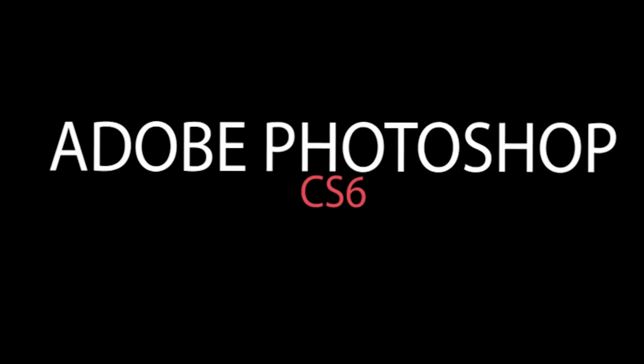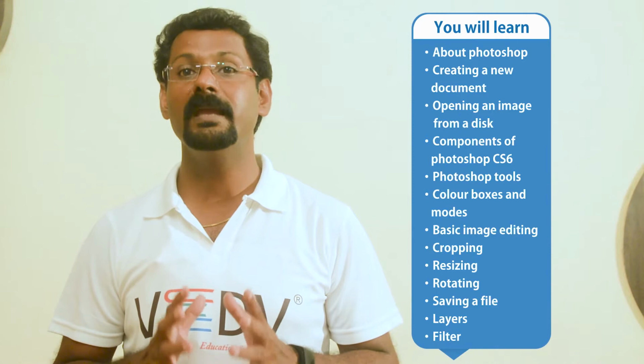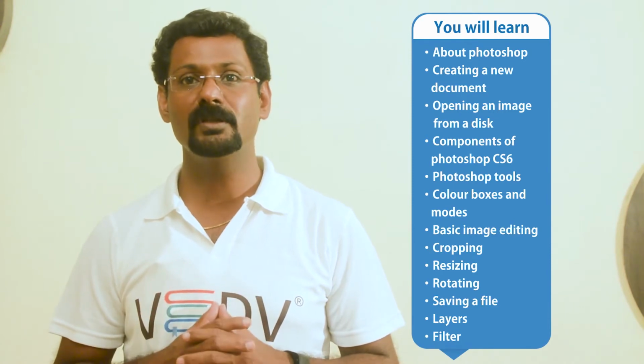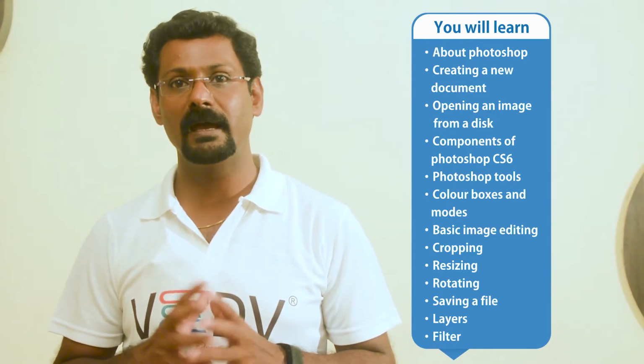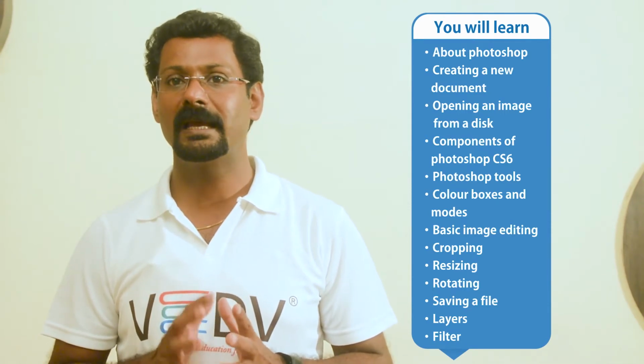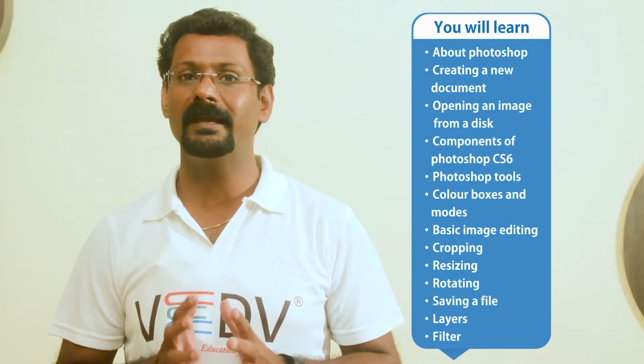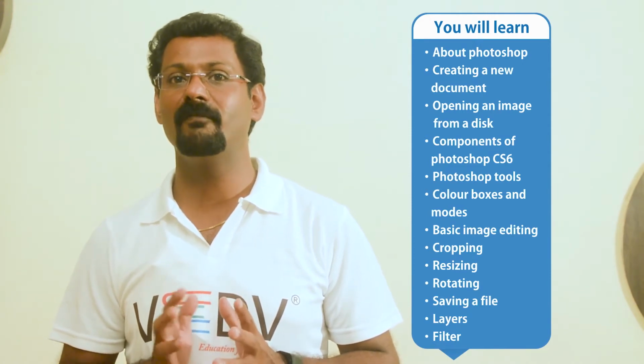Chapter 7 about Photoshop. You will learn this chapter about Photoshop: creating a new document in Photoshop, opening an image from a disk, components of Photoshop CS6, Photoshop tools, color boxes and modes, basic image editing, cropping, resizing, rotating, saving a file, layers, filters.